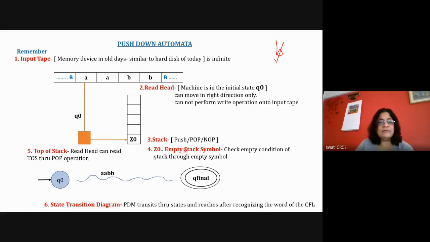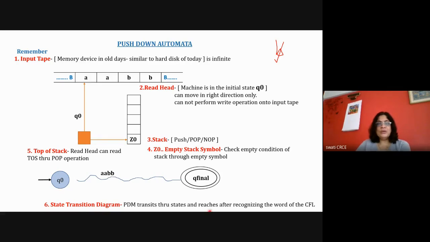And we represent the working with the help of a state transition diagram and the transition functions. We don't draw any table here. We don't draw a transition table, but we draw the diagram and we write down all the transition functions.